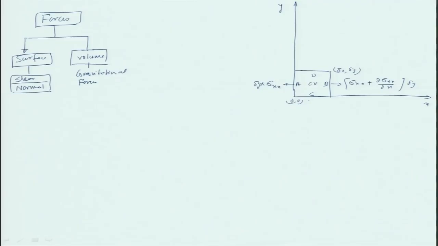Now, the shear force which will be acting here, and similarly it will be acting in the opposite direction on the other face, will be tau yx plus ∂τyx/∂y into delta y, into delta x, because it acts on this surface whose area is delta x. Now, what is this tau yx? Tau yx means it is acting on the y face along the x direction. It is the shear stress acting on the y face, along the x direction.